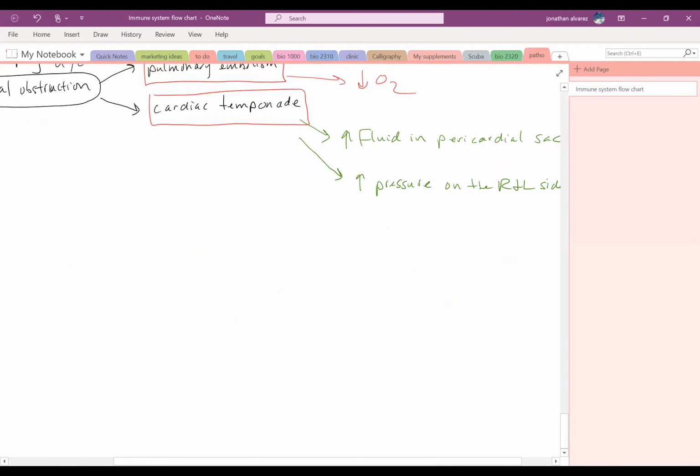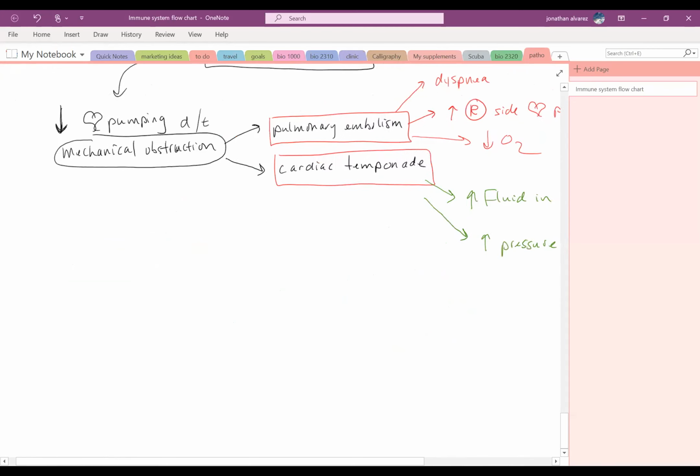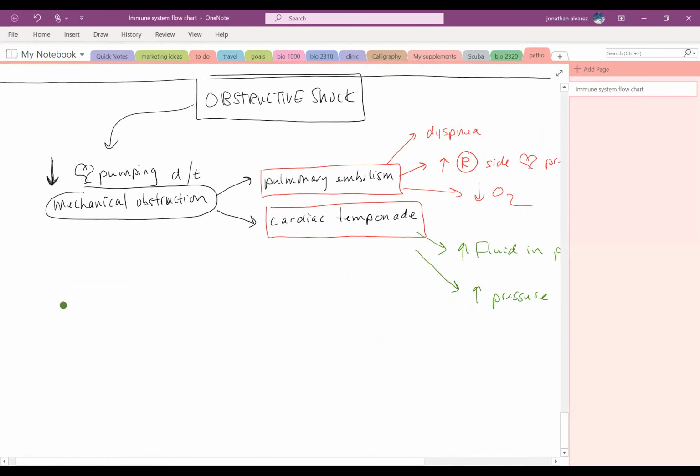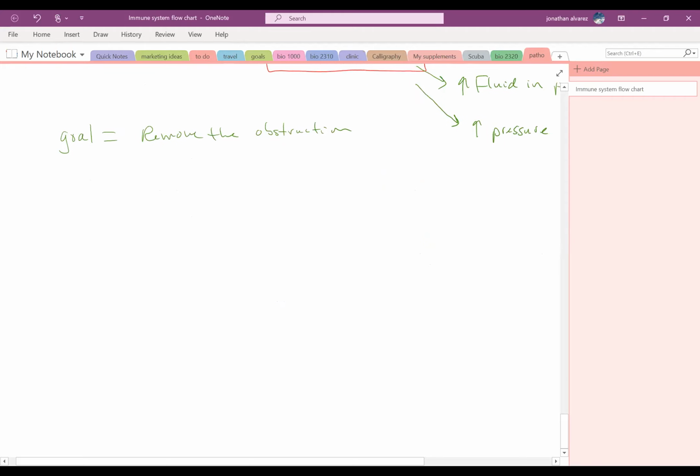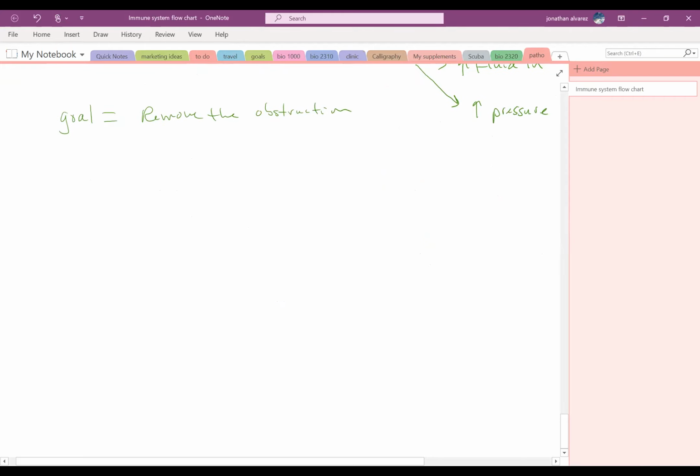All right. And then the goal with obstructive shock is to remove the obstruction. Okay. Next one is hypovolemic shock.